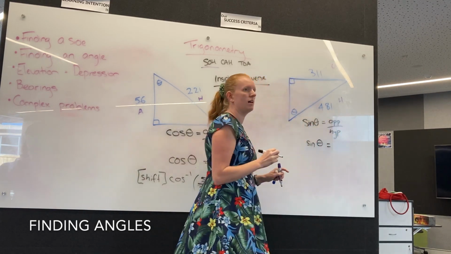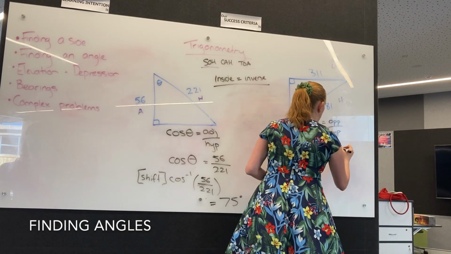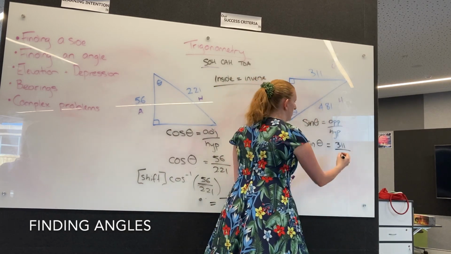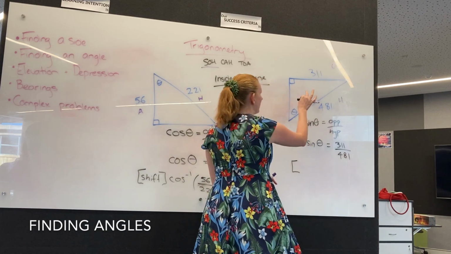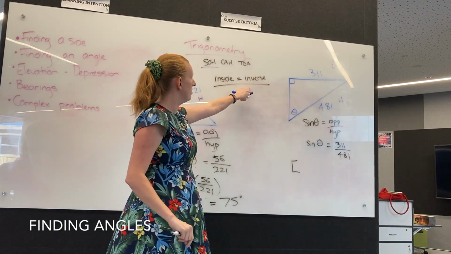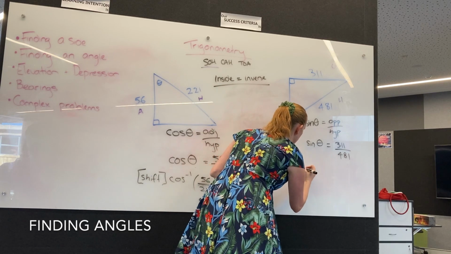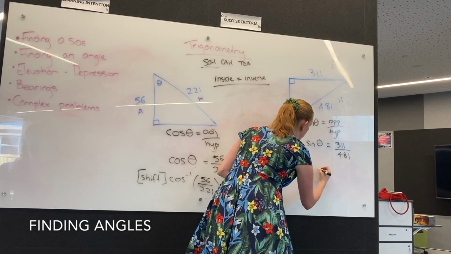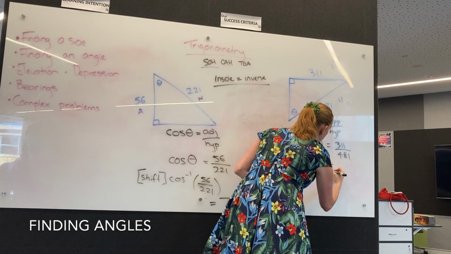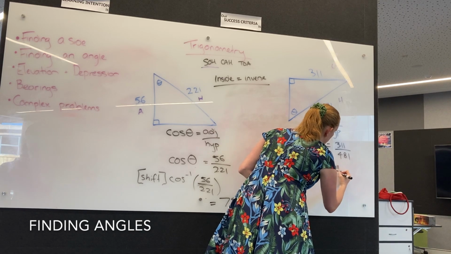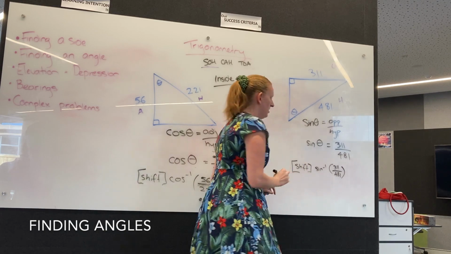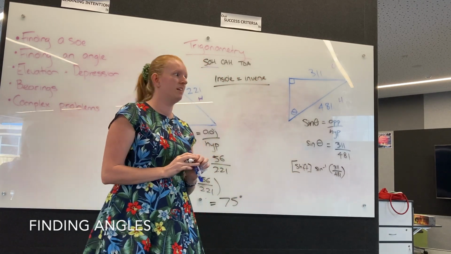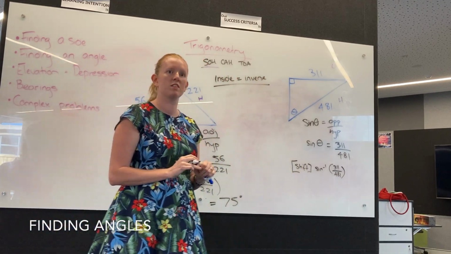So what's my opposite side? 311 over 481. So because I'm finding something inside my triangle, I need to use inverse. So I press shift first. Then I get sine with a little -1. Then it'll give me brackets, so I type in my fraction in the brackets. And that gives me 40 degrees.